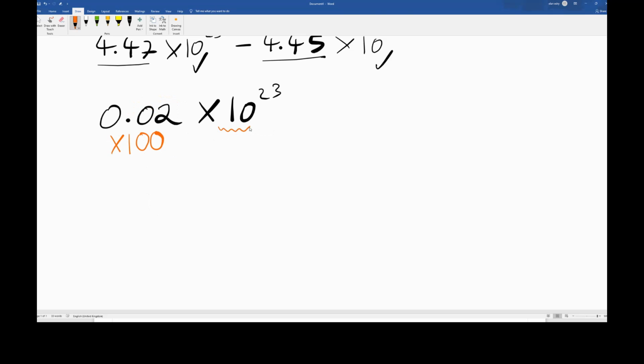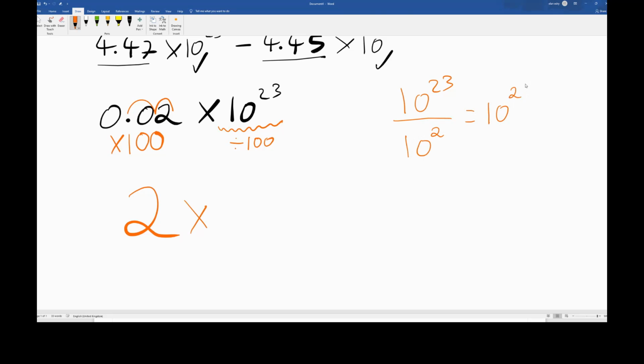So if you times 0.02 by 100, to keep everything balanced, what would you have to do to the 10 to the 23? What would you have to do to that part of the number to keep it balanced? Well, what you'd have to do is divide that part by 100. So you'd end up with 2 times, now you've got 10 to the power of 23 divided by 10 to the 2, which will give you 10 to the power of 21. So you'd end up with a final answer in standard form of 2 times 10 to the 21. Okay.